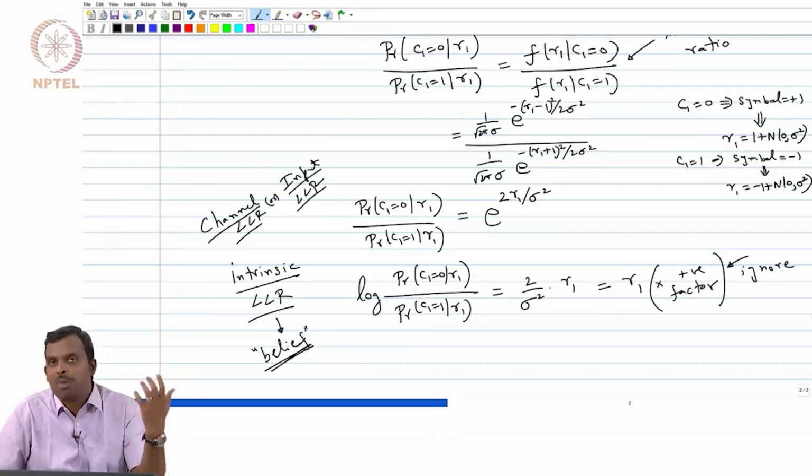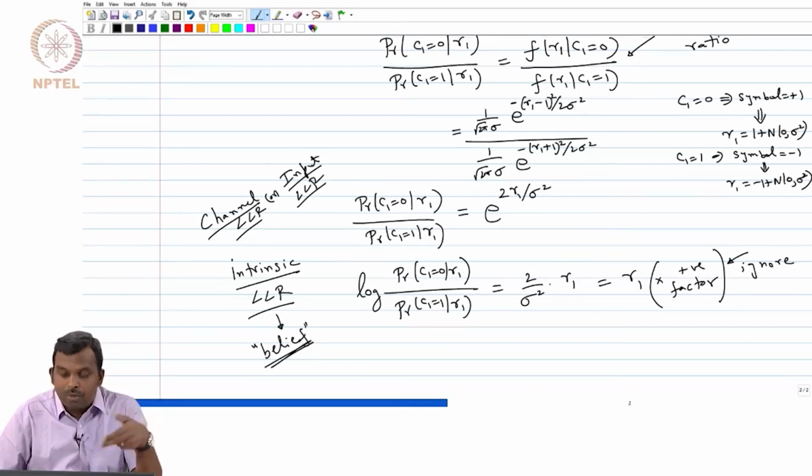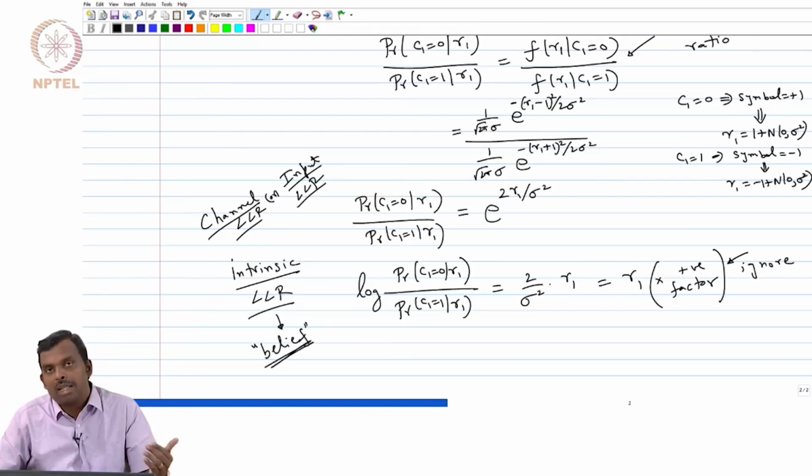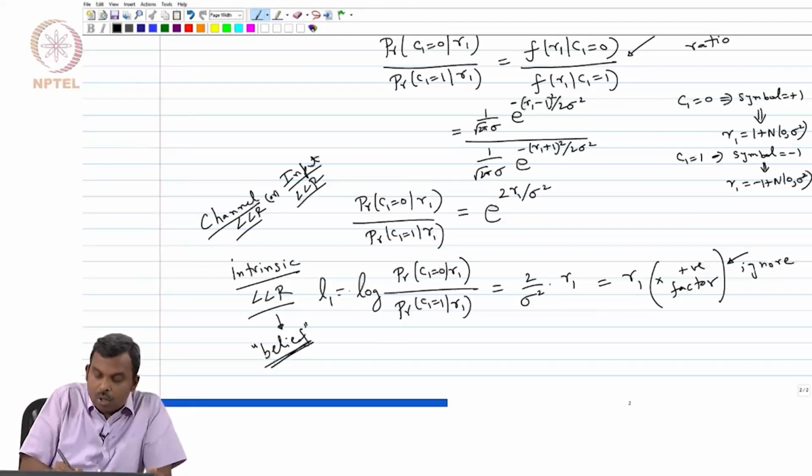In our case, we have just BPSK over AWGN, and it's a very simple model. The input LLR is simply proportional to the received value, so it's proportional to R1. The same thing will happen for R2 as well. The probability of C2 equals 0 given R2 divided by the probability of C2 equals 1 given R2 will be 2 by sigma squared times R2. Sometimes I like to call this a small L1.